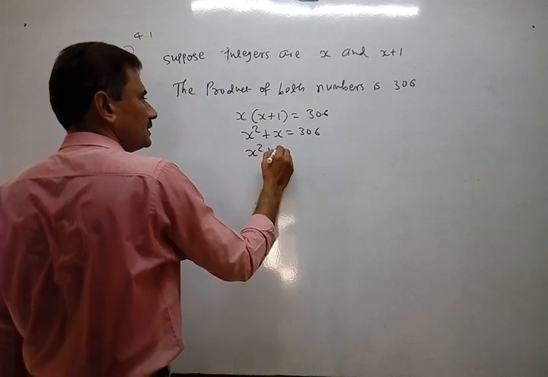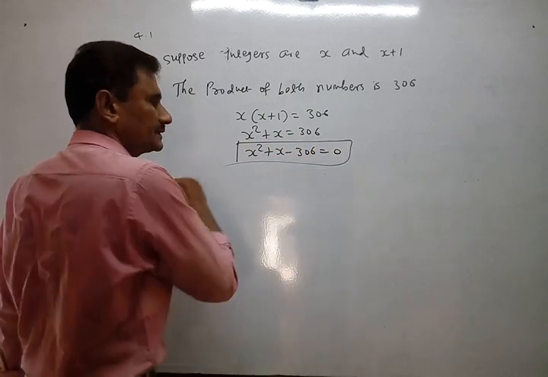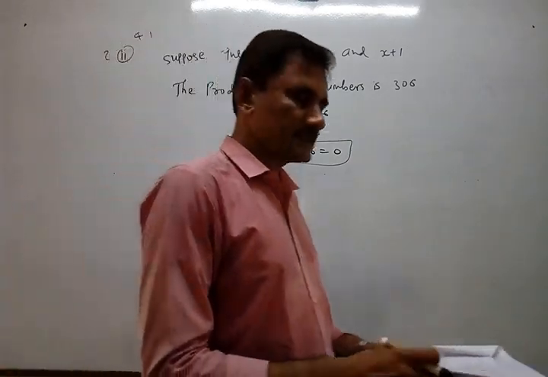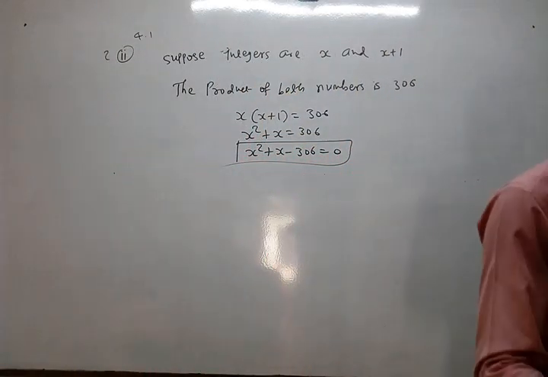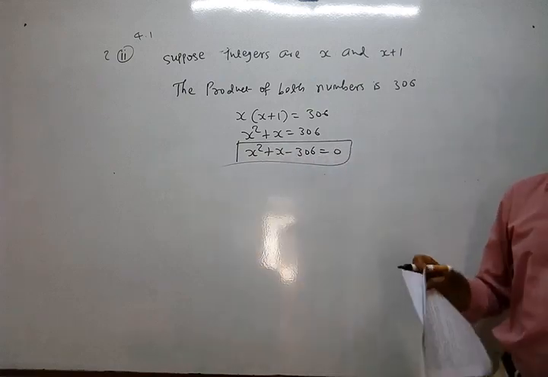So x square plus x minus 306 equal to 0. That is our answer. They are asking for the equation only, in the form of a quadratic equation. So that is a quadratic equation.